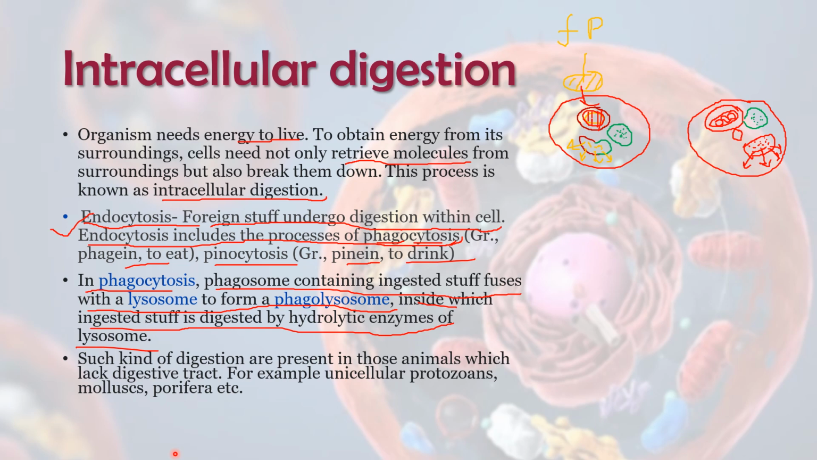Such kind of digestion is present in those animals which lack a digestive tract. For example, the protozoans like amoeba and paramecium, poriferans or sponges, mollusks, etc. They all perform this type of digestion.